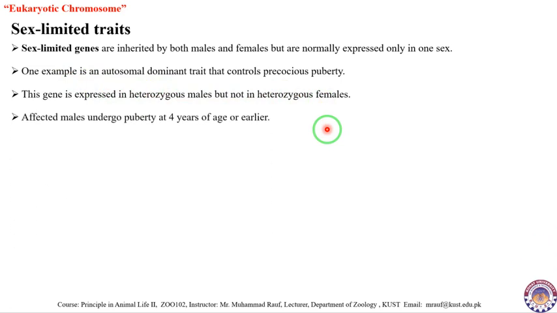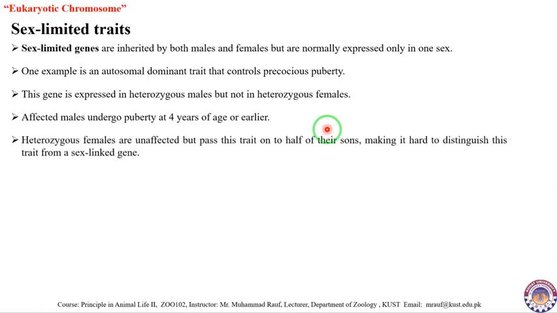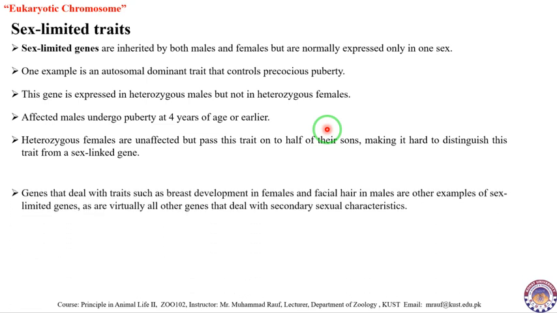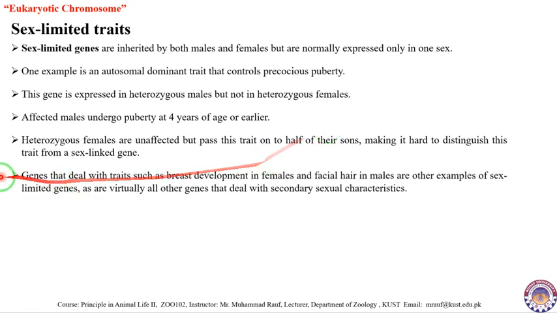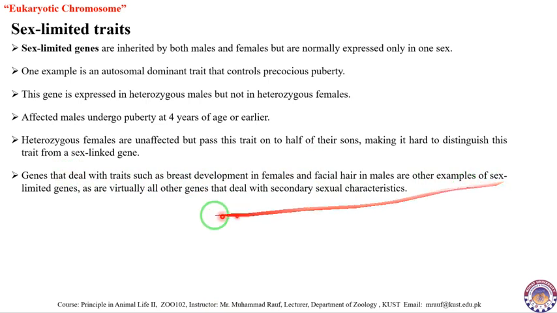Affected males undergo puberty at 4 years of age or earlier. Heterozygous females are unaffected but pass this trait on to half of their sons, making it hard to distinguish this trait from X-linked genes. Genes that deal with traits such as breast development in females and facial hair in males are other examples of sex-limited genes, and so are virtually all other genes that deal with secondary sexual characteristics.